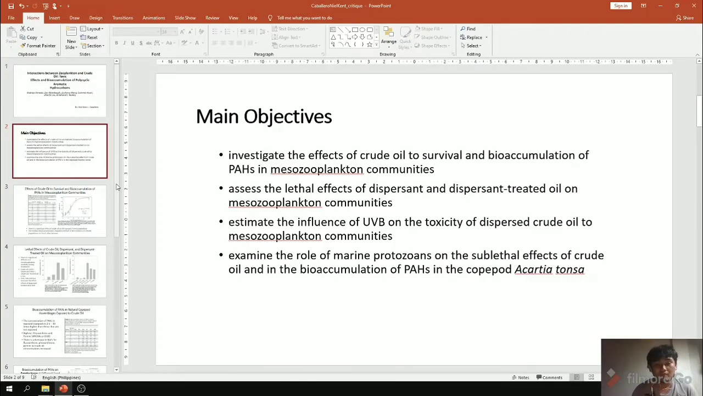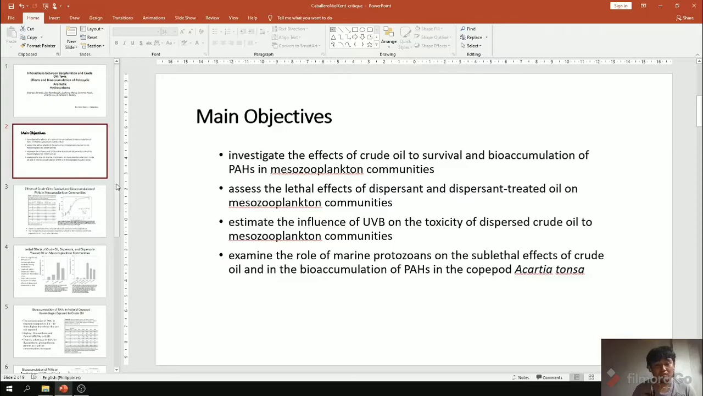So the second objective was to assess the lethal effects of dispersant and dispersant-treated oil on mesozooplankton communities. Dispersant is actually a chemical used to disperse the oils or crude oil leakage. And third is to estimate the influence of UVB or the full radiation spectrum on the toxicity of dispersed crude oil to mesozooplankton communities. Objectives 2 and 3 were addressed using shore-based crude oil exposure experiments.